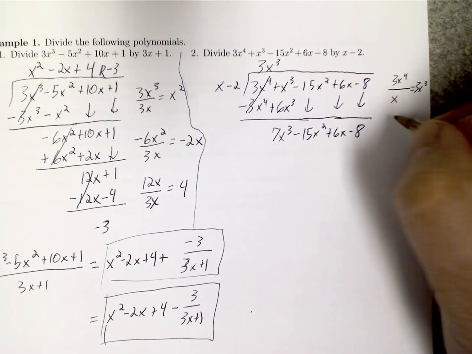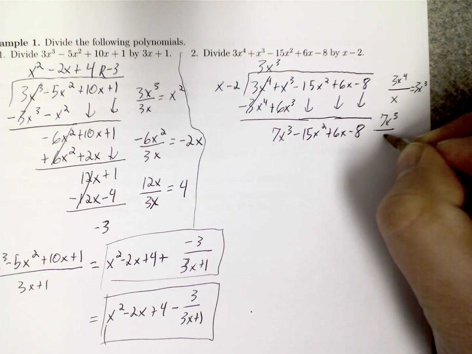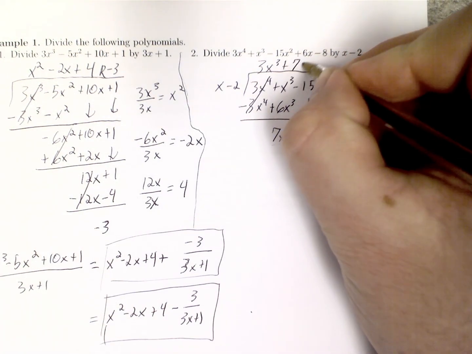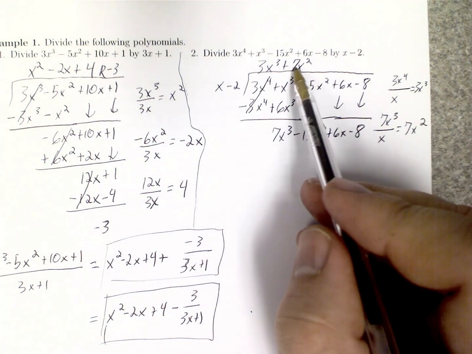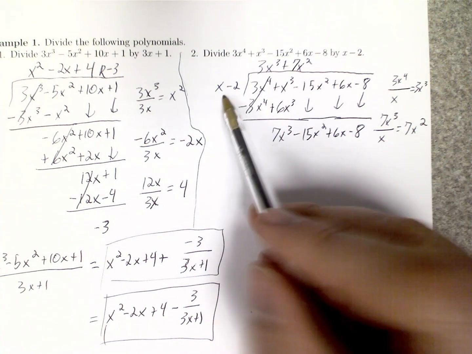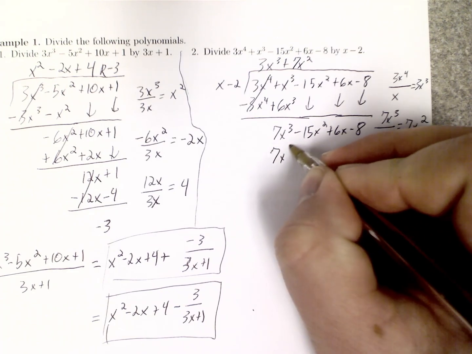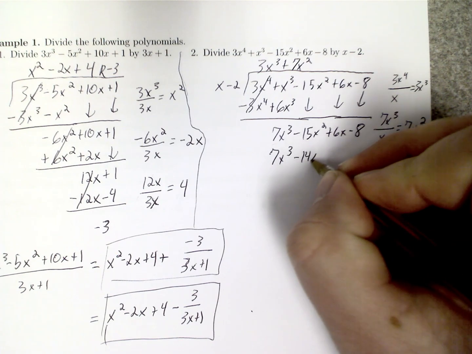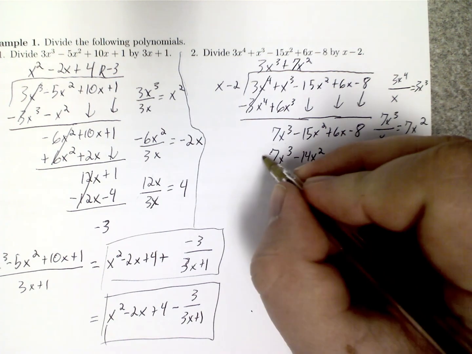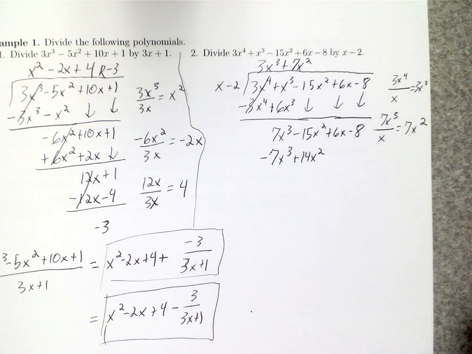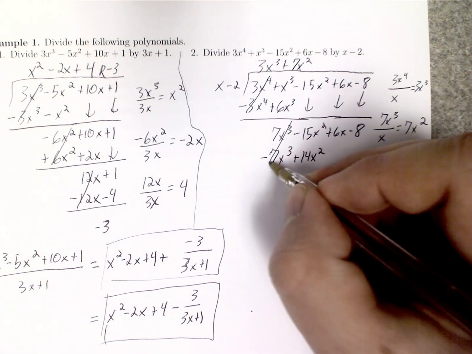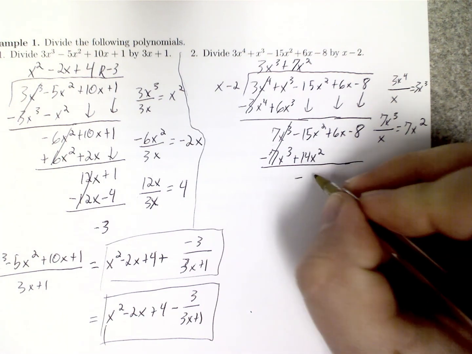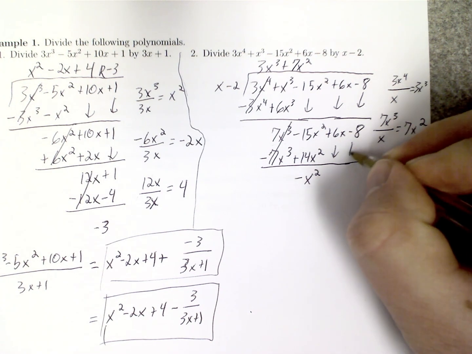Leading term divided by leading term. 7x cubed divided by x is 7x squared. So plus 7x squared. And then we multiply. 7x squared times x is 7x cubed. 7x squared times negative 2 is negative 14x squared. And then we change the sign. So we subtract, which is, again, equivalent to changing the sign. These cancel, as we hope. Negative 15x squared plus 14x squared is negative x squared. Then we bring down the 6x, we bring down the 8.